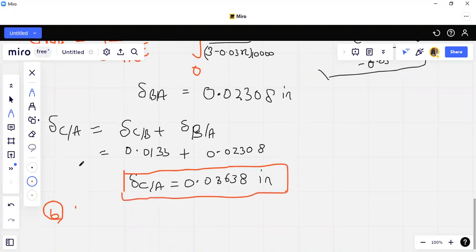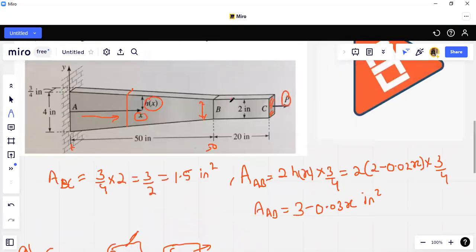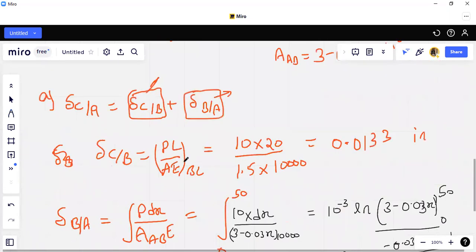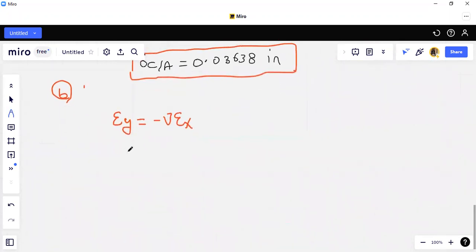Now for the B part, remember what it says, that we have to calculate the vertical change in this BC member. So we are going to use the Poisson's ratio. What Poisson's ratio says is that the strain in the y direction is equal to minus times Poisson's ratio of strain in the x direction. So what we can say, the strain in y direction for BC member. So for BC member, I am talking about only BC member. So delta y divided by y is equal to minus nu delta x divided by x.